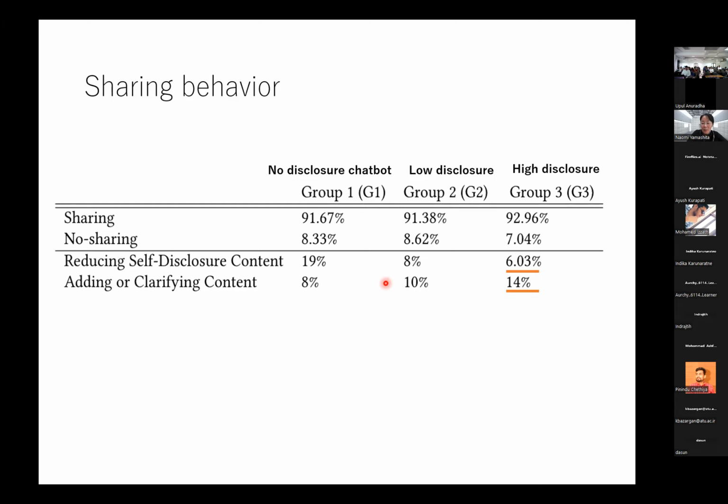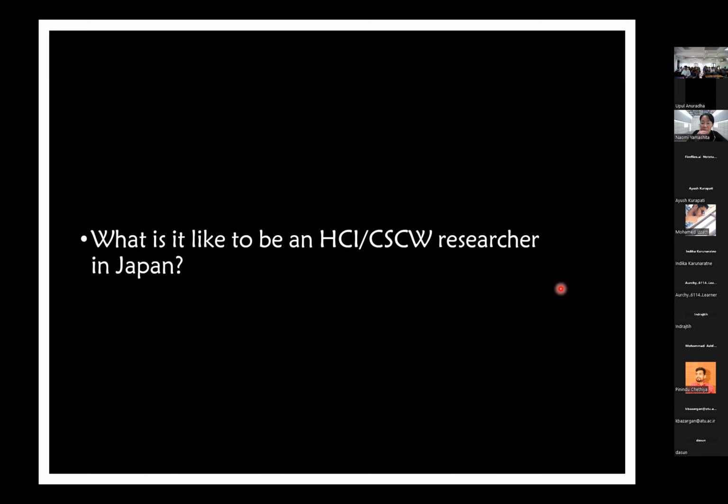Here, participants sometimes deleted content, and this was found the most in group 1 and least in group 3. Conversely, the participants in group 3 were willing to clarify and add more content so that Dr. Yamamoto understood more about their stress. Which is pretty interesting.